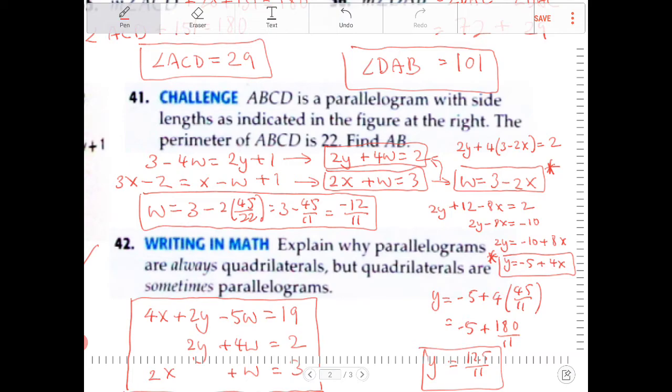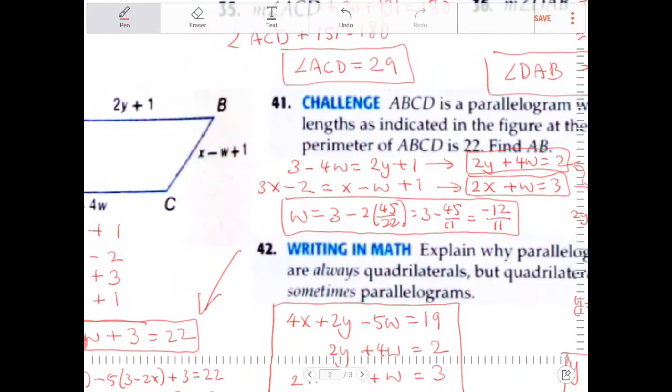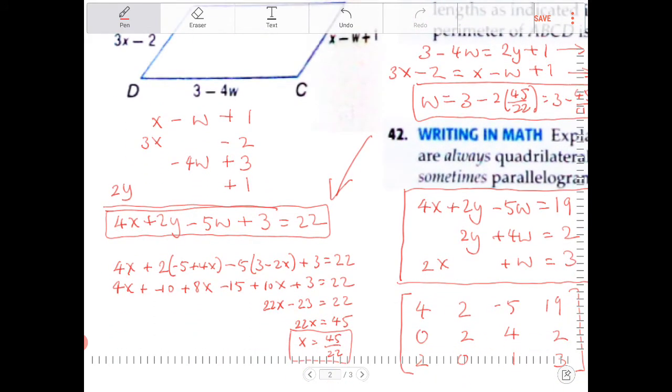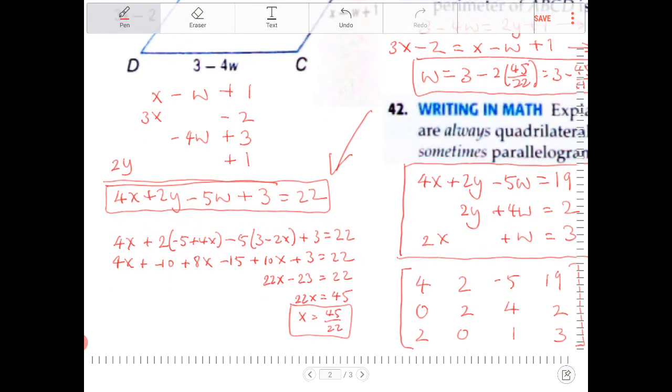2y plus 12 minus 8x is equal to 2. Subtract 12, I get 2y minus 8x is equal to -10. Plus 8x, divide by 2, -5 plus 4x. Y is equal to -5 plus 4x, so that is correct. I place that in here: -5 times 3 minus 2x plus 4x... Distribute 2, -10 plus 8x. Distribute 5, -15 plus 10x plus 3 is equal to 22.